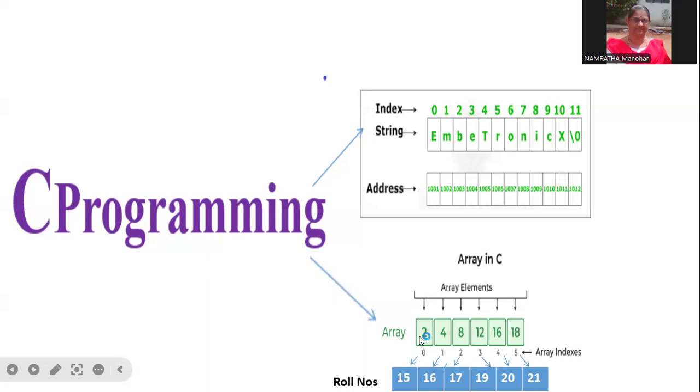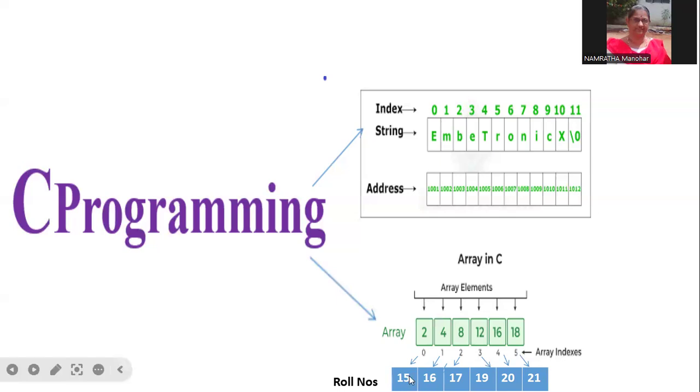Now, if you do not have arrays, you would have to give 6 variables, that is roll number 1, roll number 2, roll number 3, roll number 4, roll number 5, roll number 6. And also accessing these individual elements would be difficult. Since they are of the same type, better we use only one variable, that is called roll number. We use only one variable, int roll number, but we can give the index.